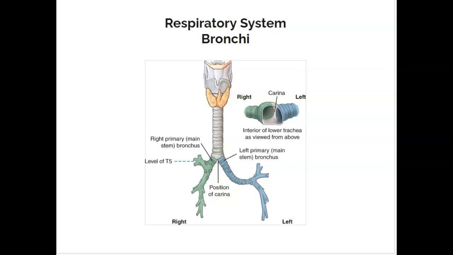The right bronchus divides into 3 secondary bronchi, and the left bronchus divides into 2. The right lung contains 3 lobes, where the left lung contains 2 lobes. The secondary bronchi then continue to subdivide into bronchioles, and then each small terminal bronchiole terminates into a very small air sac called alveoli.